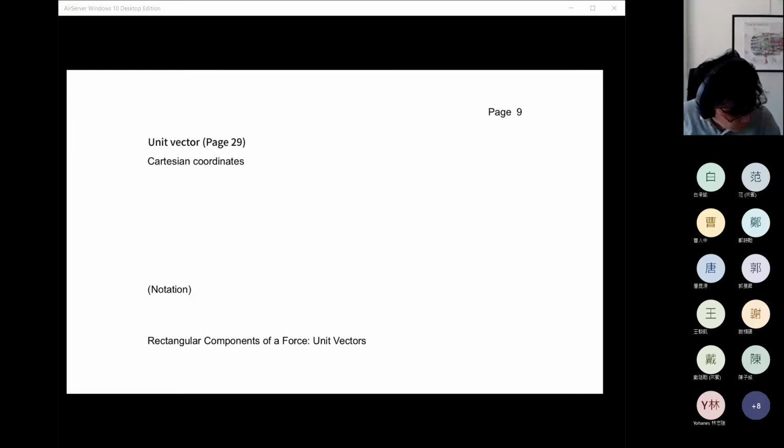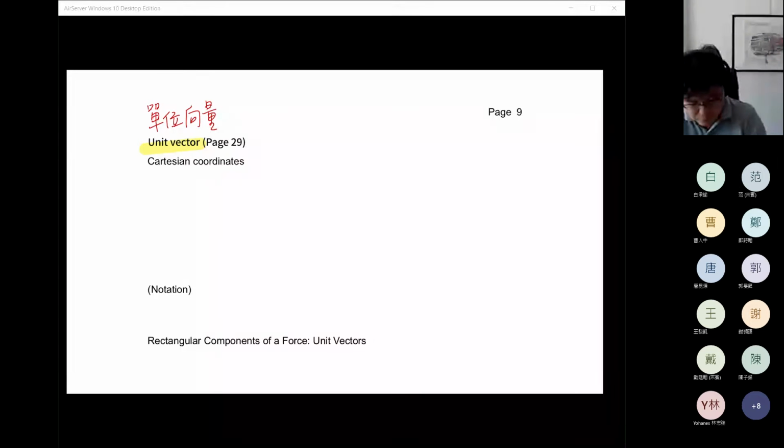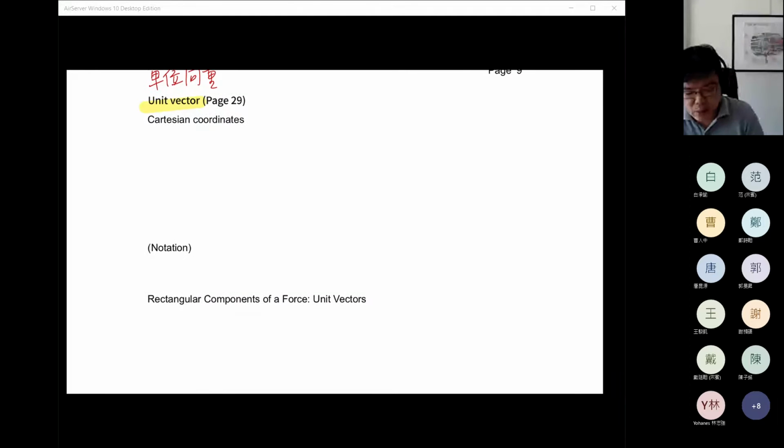We come to the next topic on page 9. Page 9, unit vector. Of course, this is also a new word, but in Chinese you should have met it. It means this one. And before talking about this unit vector, let's revise some very basic things.